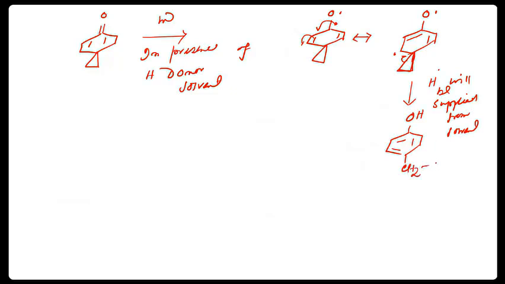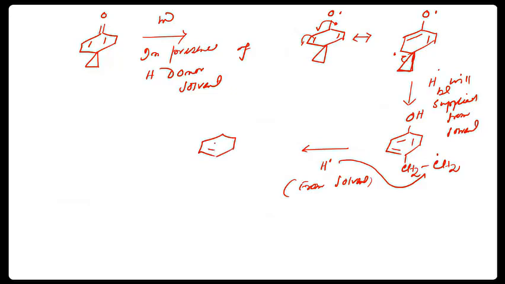Let's write this in the safe way. Then again, if H dot is supplied from the solvent, then that is going to make a bond there, and we will have CH2CH3OH. So here I will put examples of solvent. Which kind of solvent? Ether can be a good solvent for that.